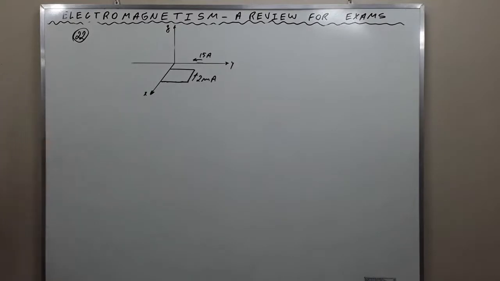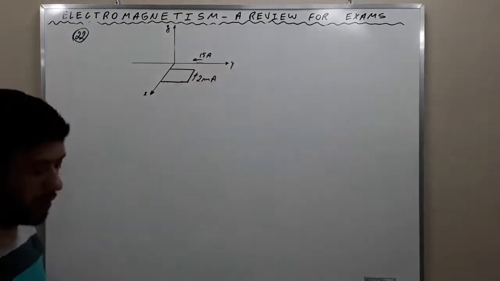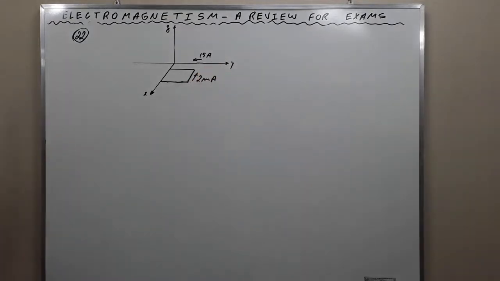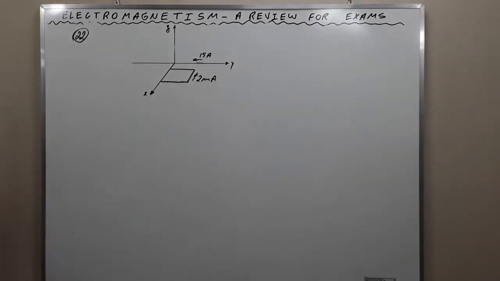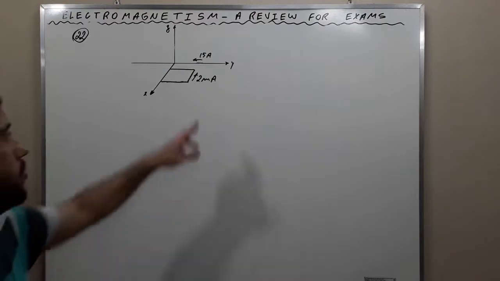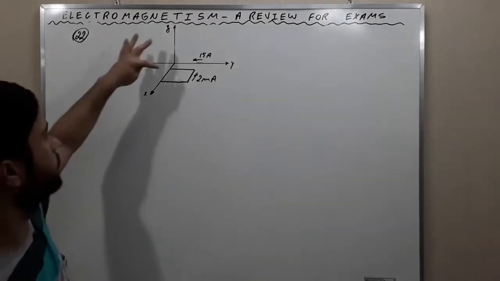Exercise number 22, calculate the force on a square loop of wire in the Z equal to zero plane, carrying 2 milliamperes in the field of an infinite filament on the Y axis, conducting 15 amperes in the negative AY direction. Okay? There is this current here flowing in a filamentary conductor in the negative AY direction, and there is a square loop of wire for Z equal to zero, conducting 2 milliamps of electricity. So this is immersed.